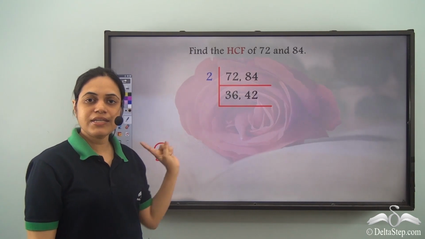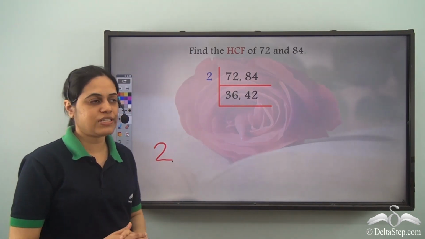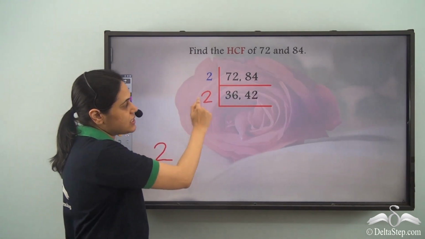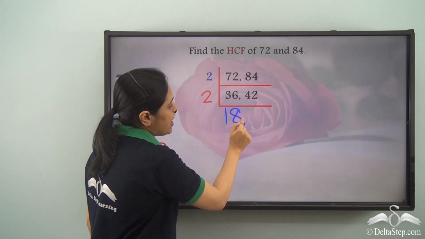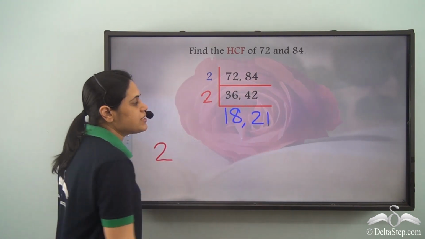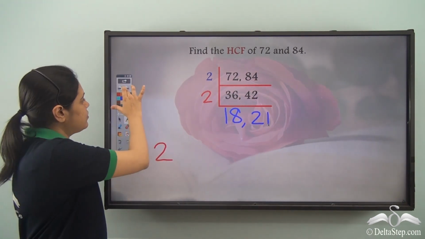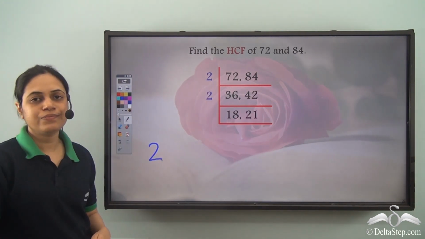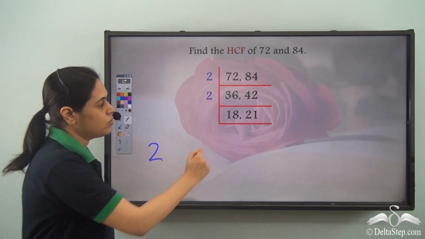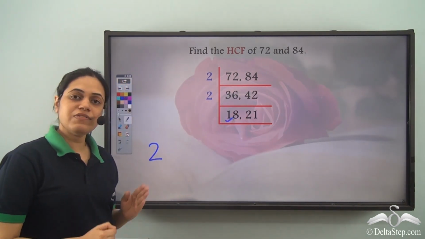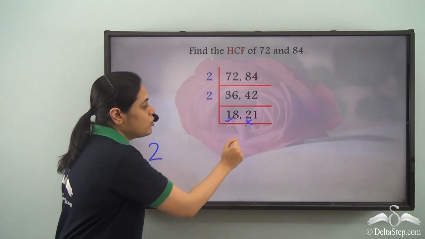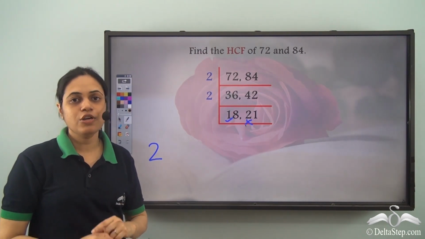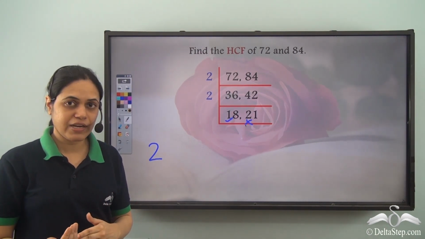2 divides 36. 2 divides 42 as well. So once again I will divide by 2. Now 36 divided by 2 is 18 and 42 divided by 2 is 21. So this is what we have. We check for 2 once again. Is 18 divisible by 2? Yes. Is 21 divisible by 2? No. So 2 is a factor of 18 but not a factor of 21. So 2 is not a common prime factor.